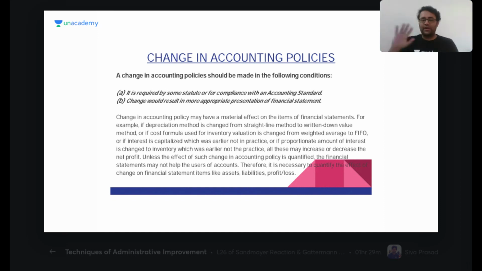Okay, so hello Asma. Whatever changes you make, you are free to make them only if the two conditions are fulfilled. That means it is required by an accounting standard, and the change would result in a more appropriate presentation of financial statements. Then you are free to change your accounting policies and procedures, and you also need to disclose that in your accounts.